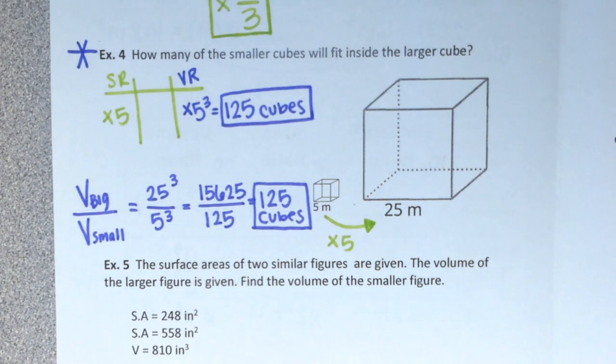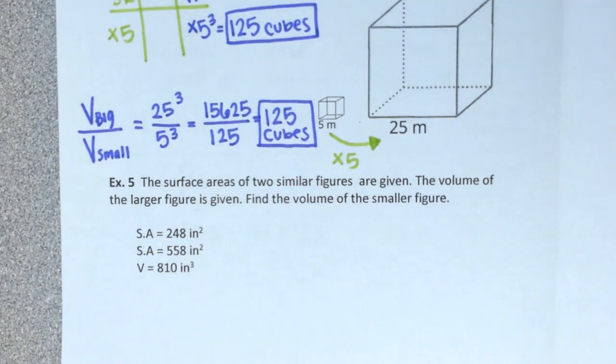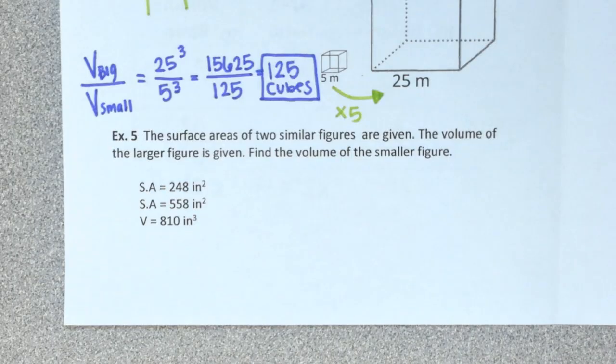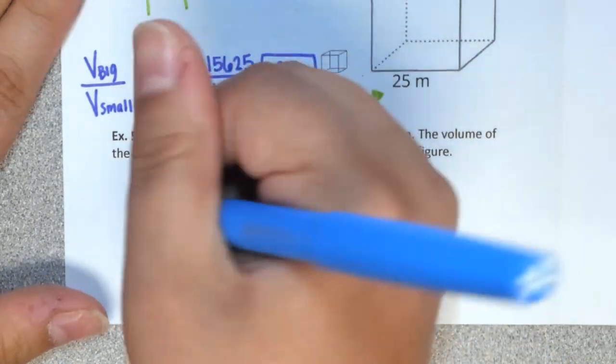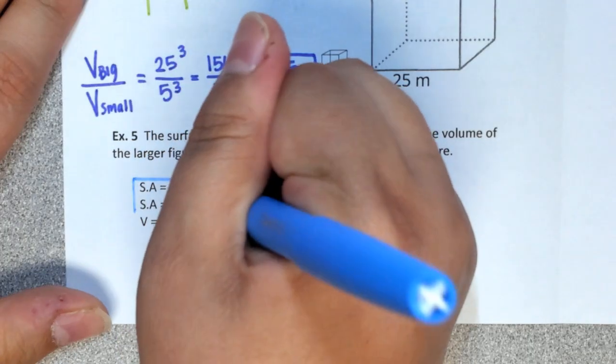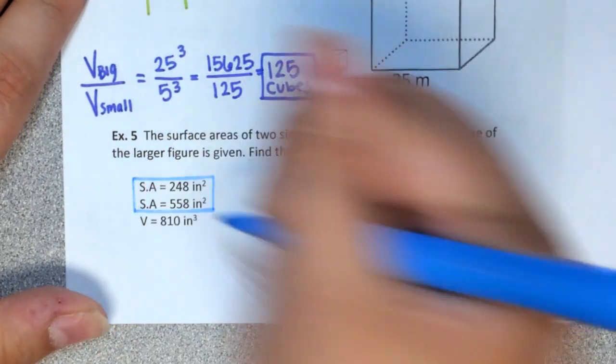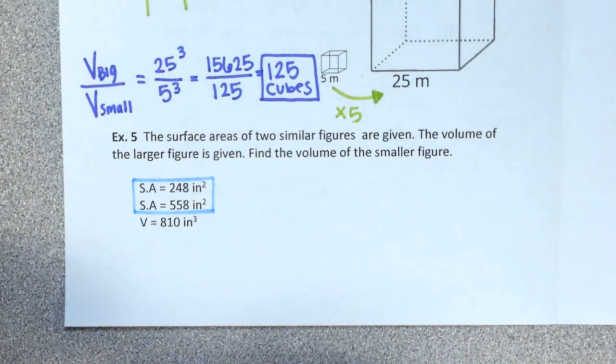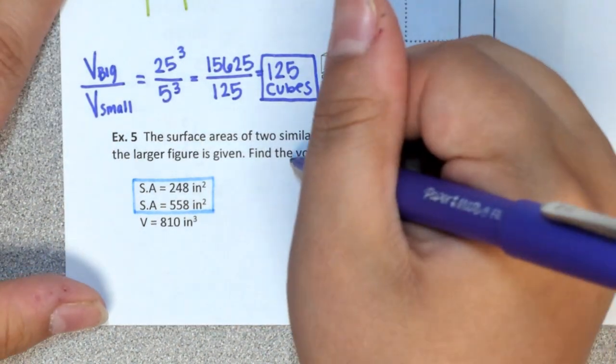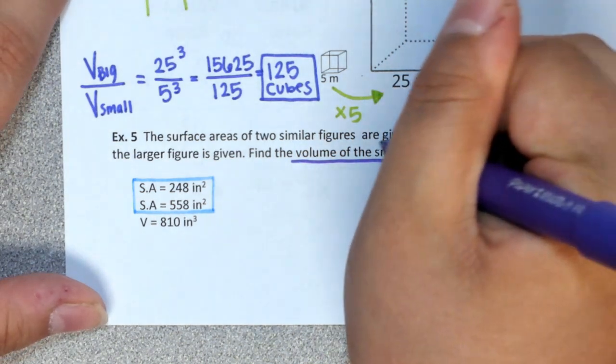All right, last one we're going to do. We have a whole section, but that section's going to go quick. Last one that we're going to do the chart for. The surface areas of two similar figures are given. SA equals 248 inches squared, and SA equals 558 inches squared. The volume of the larger figure is given. Find the volume of the smaller figure.